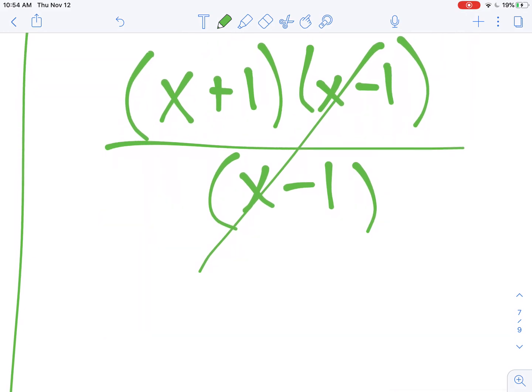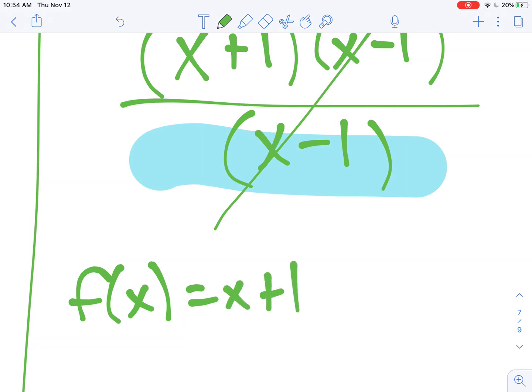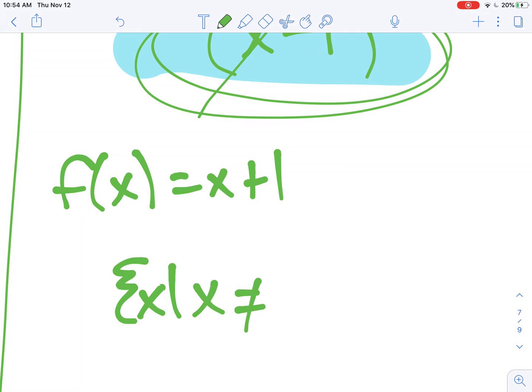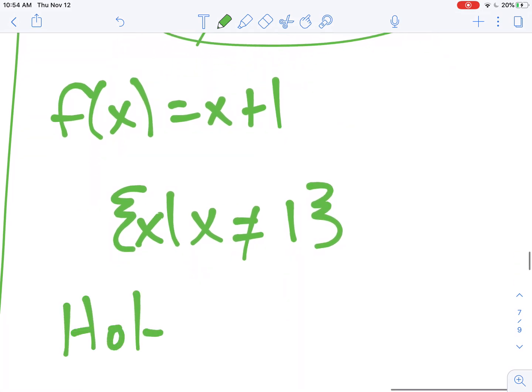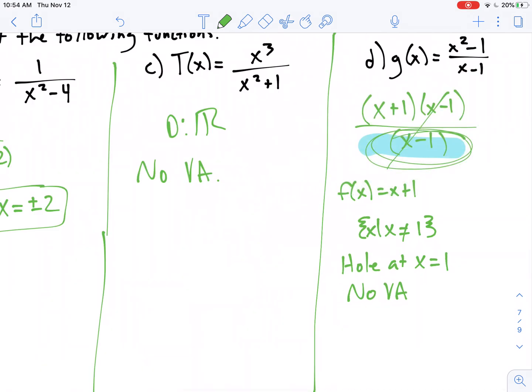Well, the thing is, I still have this x minus 1 in the denominator. This doesn't go away. This does not become f of x is equal to x plus 1. Kind of does, but still I have to reference the fact that I had this denominator to begin with. I had that polynomial in my denominator of this rational function. So I still have to acknowledge the fact that my domain in this case was x can't be equal to positive 1. But in this case, I've got a hole at x is equal to positive 1, and I've got no vertical asymptotes because I had no other factors in my denominator.